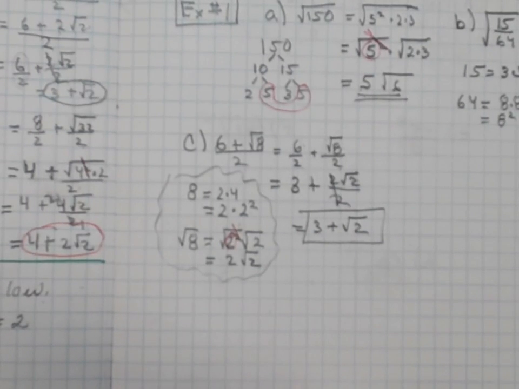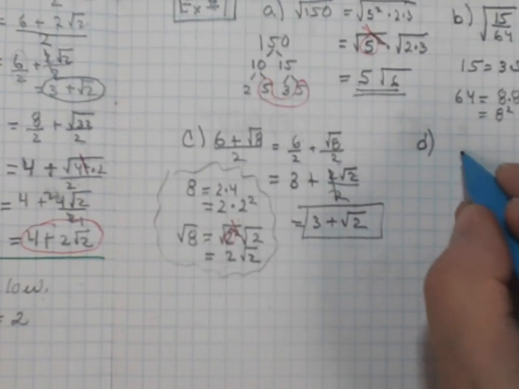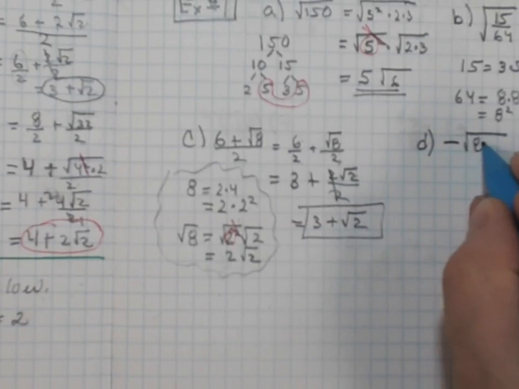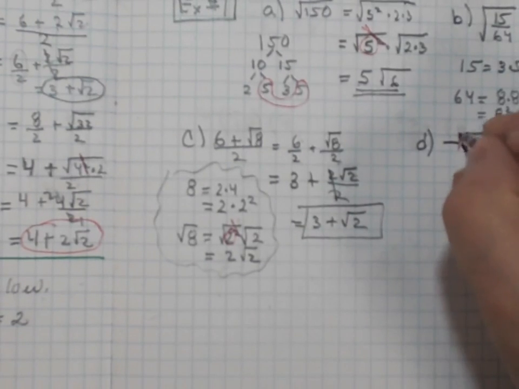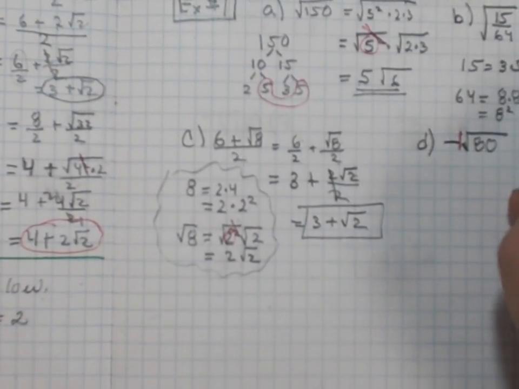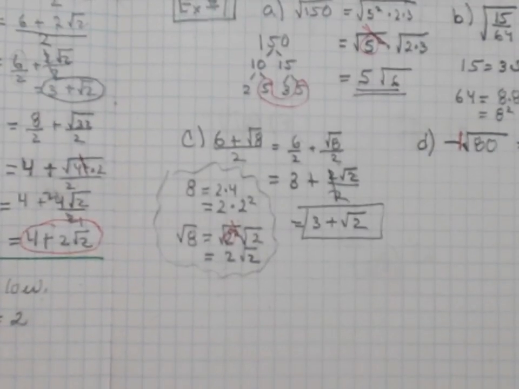All right, I'll give you one more example. What if I have negative square root of 80? This negative in front, remember that it just means that you're multiplying by -1. So that's going to be on my next line. I'm going to have a -1 there, multiplying. But let's break down the 80.